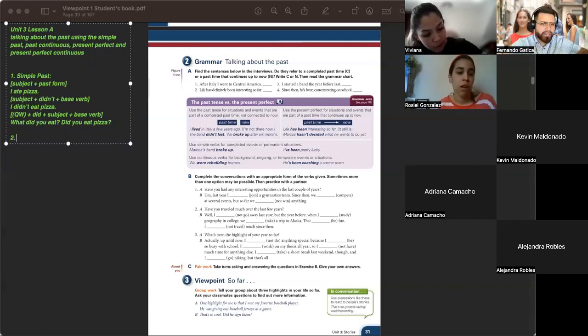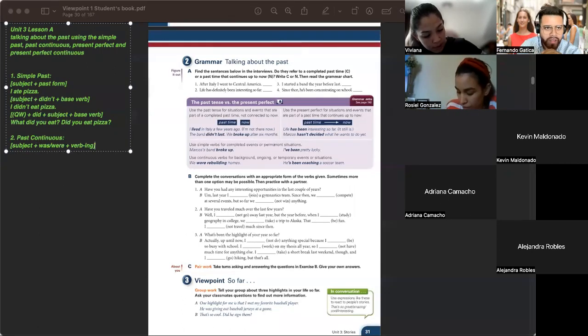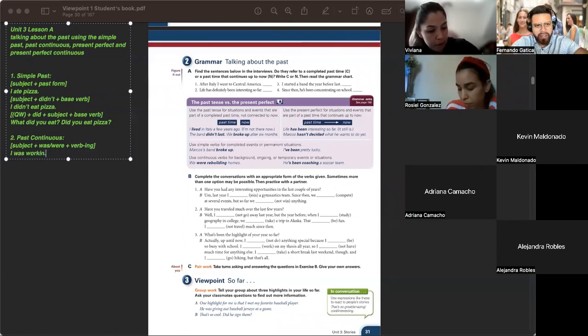The past continuous. If you know this already, you don't need to copy it. This is only for people who might want this. In affirmative sentences, you're going to use subject plus was or were, and then the verb ing, the present participle, for the past continuous. I was working. They were working.